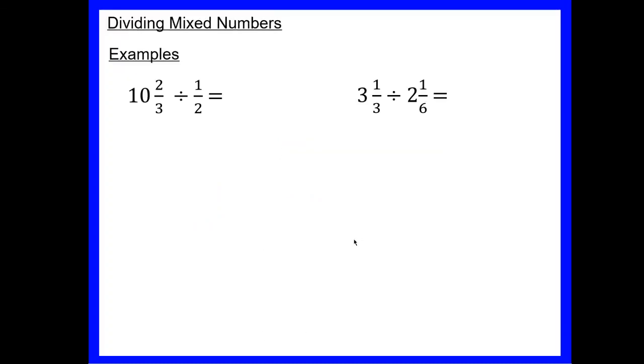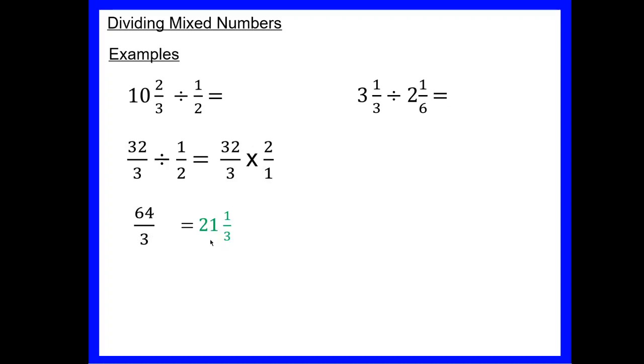Okay, 2 more examples then, just to make sure we're really happy. So our first one, we're going to change our mixed number into an improper fraction. We have a fraction here, so that one's fine. We're going to keep, swap, flip. Now we multiply. 32 times 2 is 64. 3 times 1 is 3. 3 goes into 64 21 whole times with 1 remainder back over our 3. So 21 and a third.